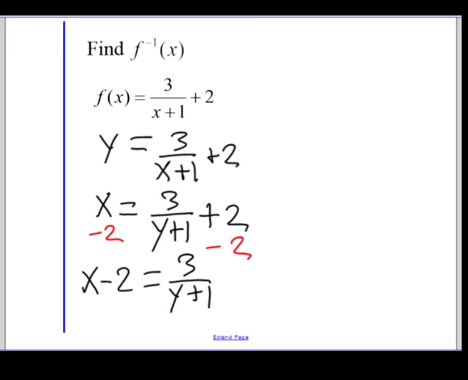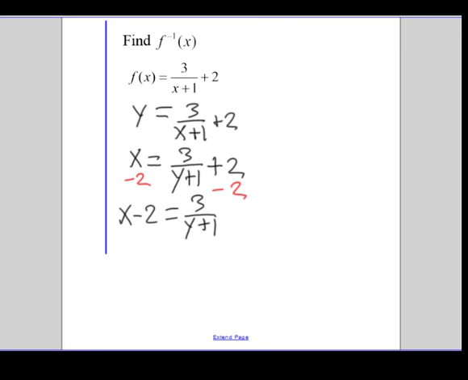Now this is a little tricky here. I have a y plus 1. That is what's being divided. It does not say divide by 3. I cannot multiply by 3. Again, the problem right now does not say divide by 3, so I cannot multiply by 3.